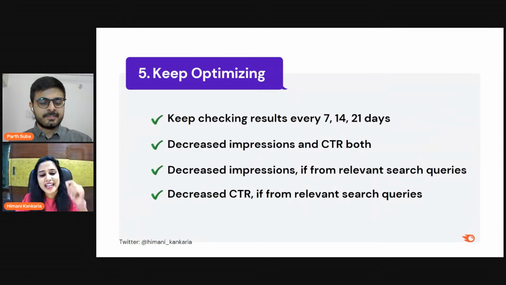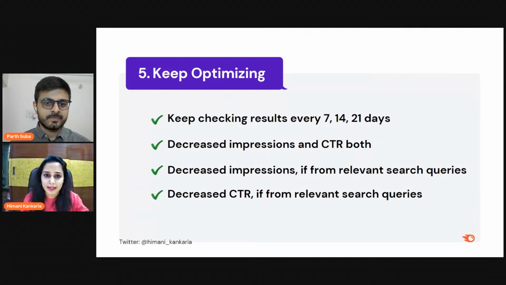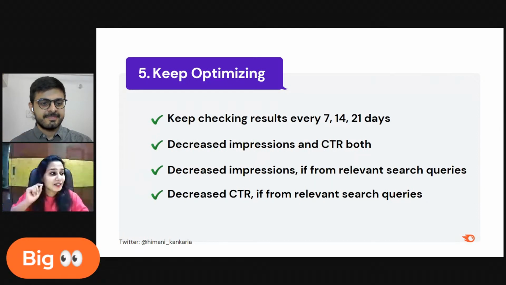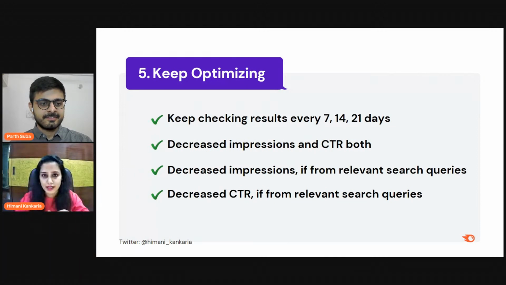Great. So the next best practice is to keep optimizing. Let me tell you, this is the most underrated technique. Once a blog is published, it is lost forever, forgotten forever. Nobody looks after it or bothers to optimize it. But what I do is keep checking the results every 7, 14, 21 days, until it reaches the featured snippets. Why? Because after checking these results, I keep optimizing for increased or decreased impressions or CTR.